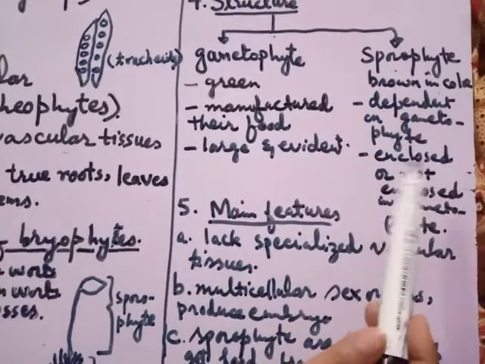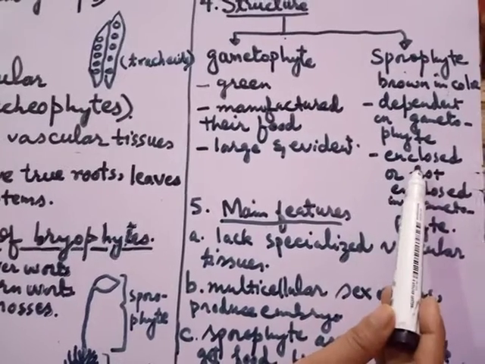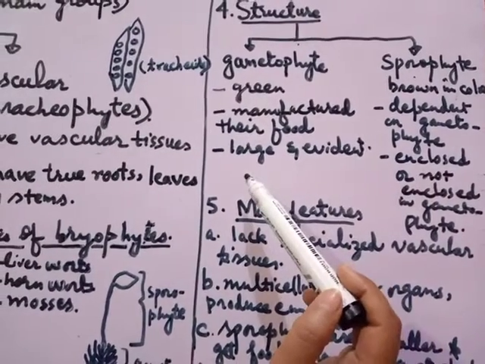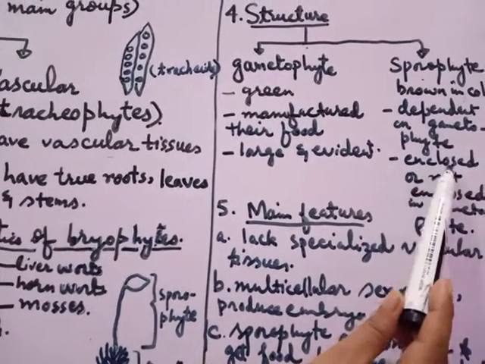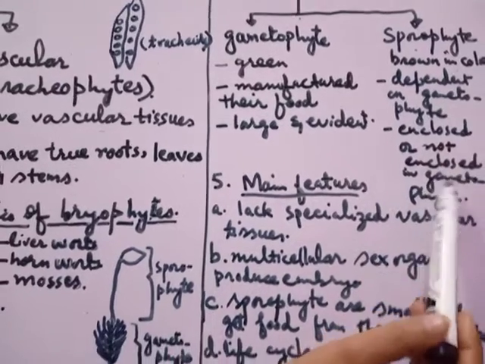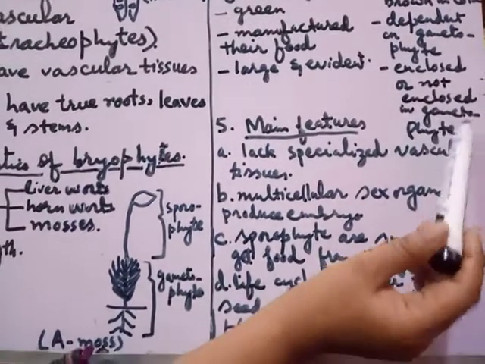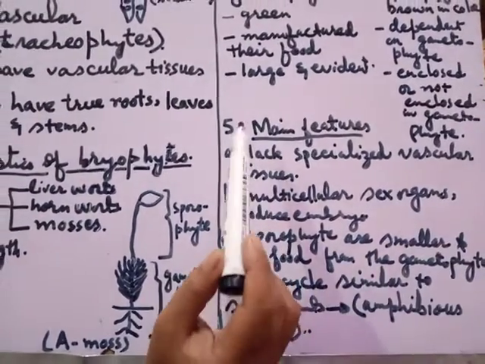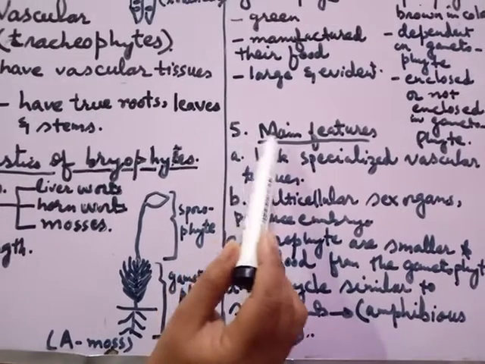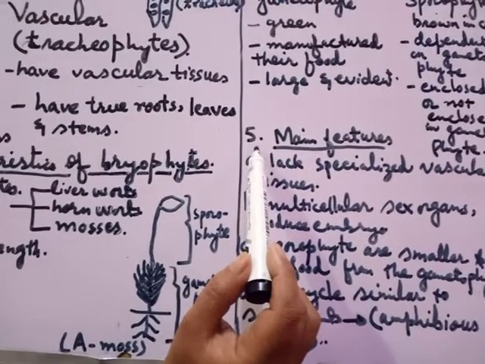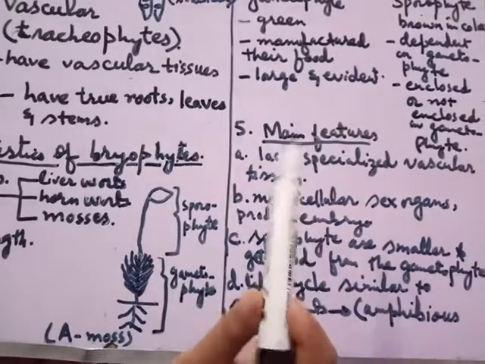and it is not as evident as the gametophyte. Now number five, the general characters of bryophytes are their main features.